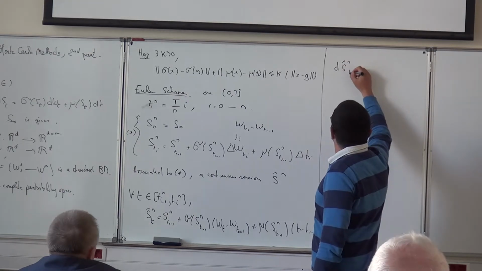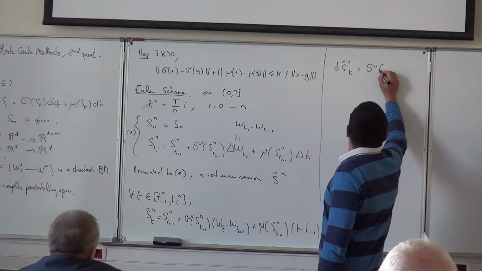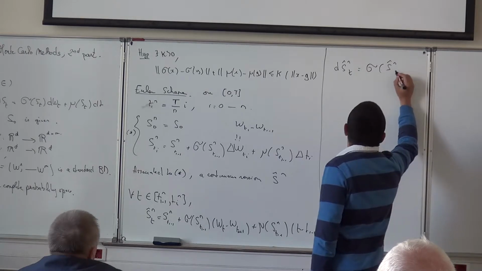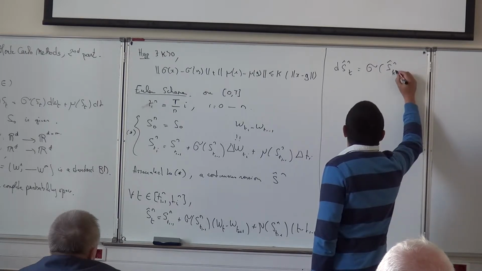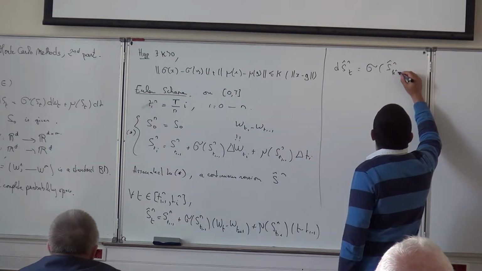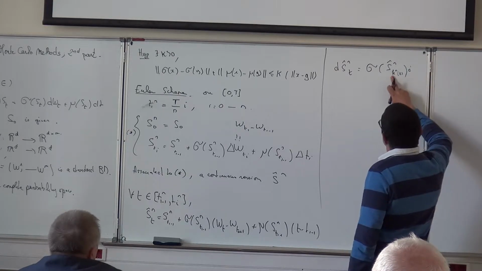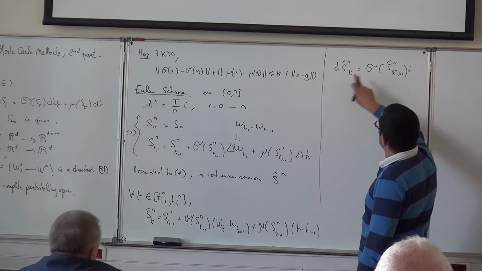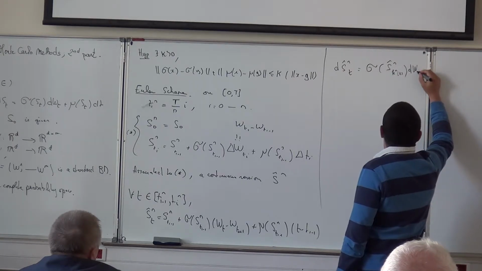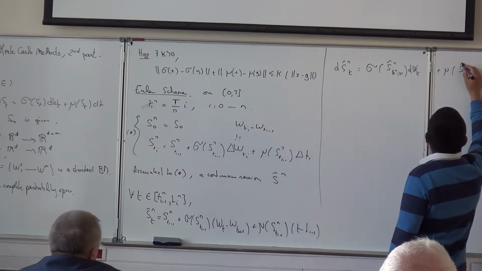Precisely, we can write things like this: dS hat n_t equals sigma(S hat n_{k_n(t)}) dW_t plus something for the drift. I don't remember how I wrote the notation last time. k_n(t) is the largest t_i^n before t.